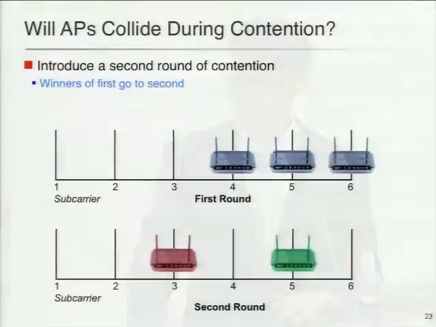So to solve this problem, we always prescribe a second round. The idea is the winners of the first round will come to the second round, and they will choose another set of random numbers. So the red and the green access points, who are the winners of the first round, came to the second round. They chose numbers 3 and 5, and depending on what numbers they choose will give them priorities. Now this will reduce collisions because the number of winners in the first round will be less, and hence the number of people contending in the second round will also be less.